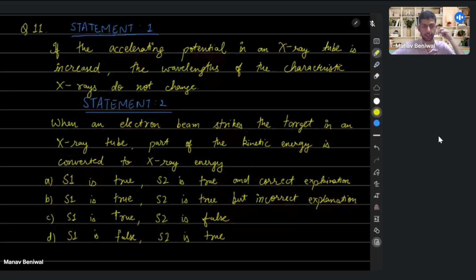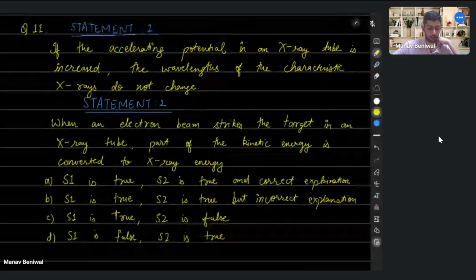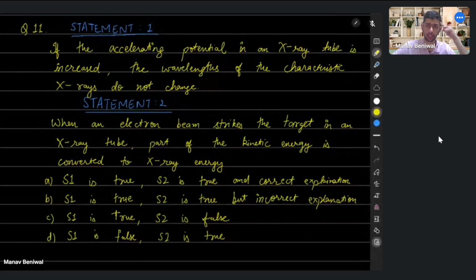So this is a very long question. Okay, let's read the statements first. So, statement 1 says if the accelerating potential in an X ray tube is increased, the wavelengths of the characteristic X rays do not change. So, is this statement true or not?